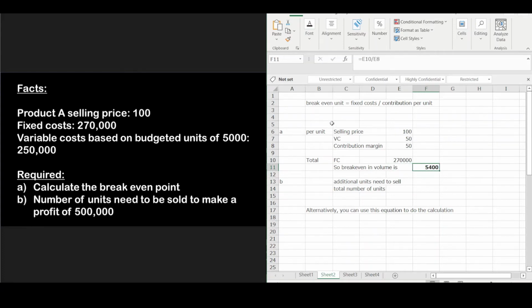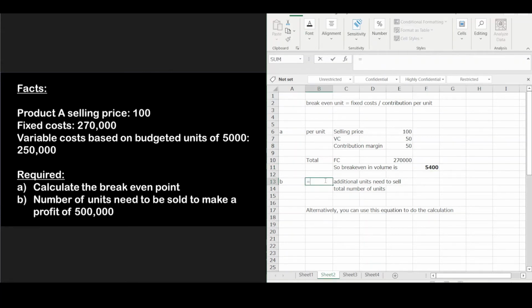Okay, that's for the first question. For the second one, they ask you to calculate the number of units needed to be sold to make a profit of 500,000. There are two ways to tackle this question. We already know we need to sell 5,400 to break even. So for any unit we sell above this break-even point, the contribution margin per unit is our profit, 100%, right?